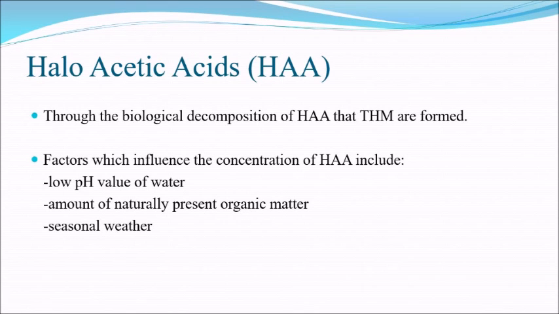Haloacetic acids, known as HAAs, are the second type of byproducts which are important in chlorinated disinfection byproducts. This byproduct is found in higher concentrations than THM. It is through the biological decomposition of HAAs that THM are formed. The concentration of this byproduct is determined by the pH value of the water. When the pH value is lower, more HAAs are formed. The amount of HAA formed is due to the composition of naturally present organic matter, also like THM. During summer, concentrations in surface water exceed those in winter.